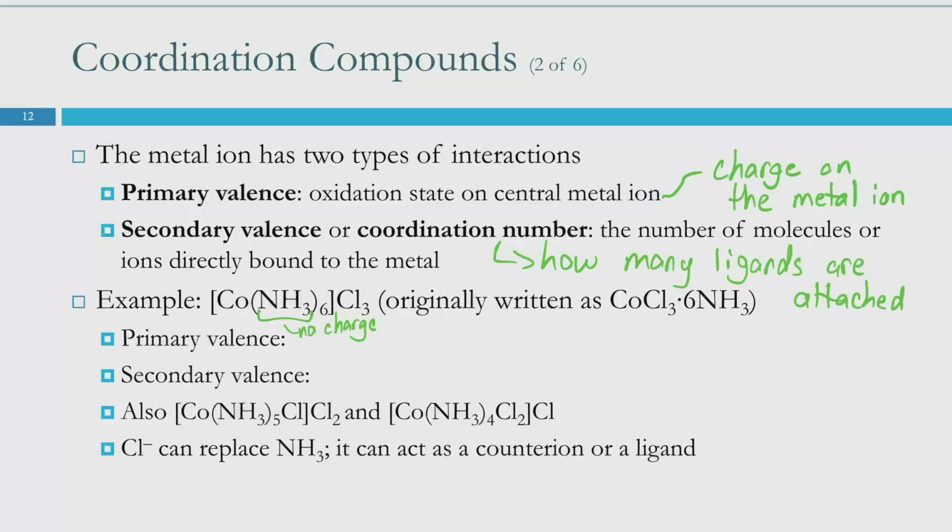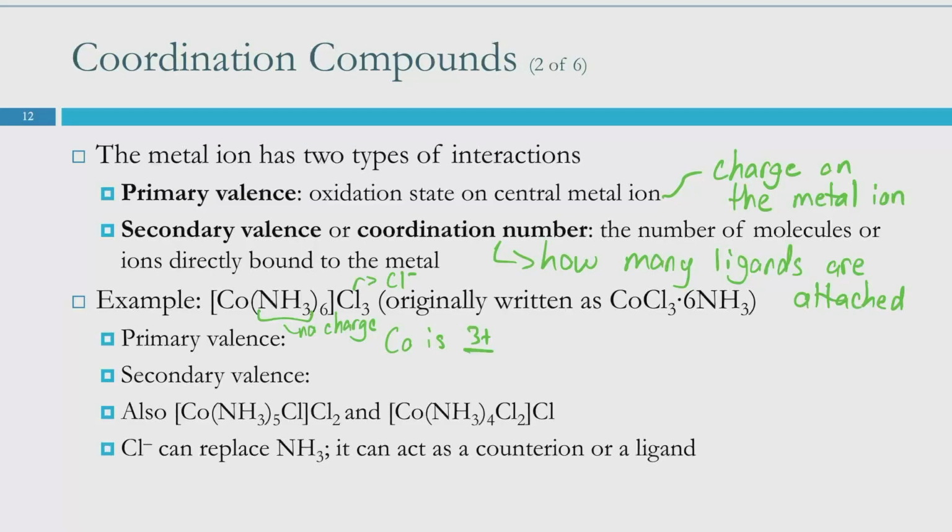So then we have to look at our counter ions. Our counter ions are chloride. Chloride has what charge? -1. So those will be Cl minuses. We've got 3 of them, so we'll have 3 minuses. That means we've got 3 minuses balancing out our cobalt, so our cobalt must be 3 plus. So 3 plus would be our primary valence.